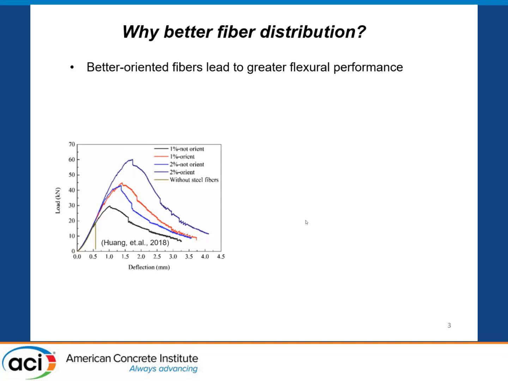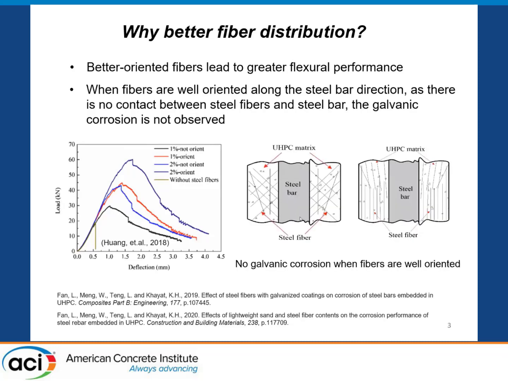So this is one thing. And also, most recently, we did some research on the corrosion of UHPC. We found that when the fibers are well-oriented along the steel bar direction, there's no contact between the steel fibers and the steel bar, so the two metals were not electrically connected. We didn't find any galvanic corrosion. So better fiber orientation also benefits corrosion resistance.